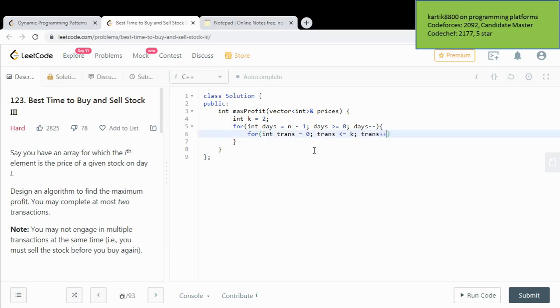Transactions plus plus. Now you have two options. Either you own a stock or you don't own a stock, right? So one is if you own a stock, then what? Else if you don't own a stock, then what? Also a base case.